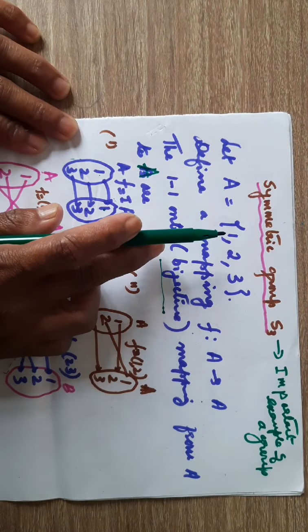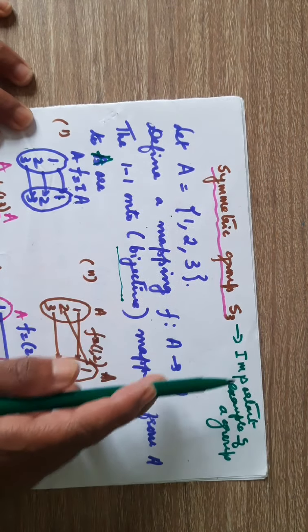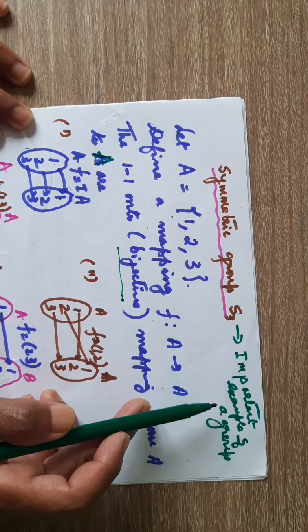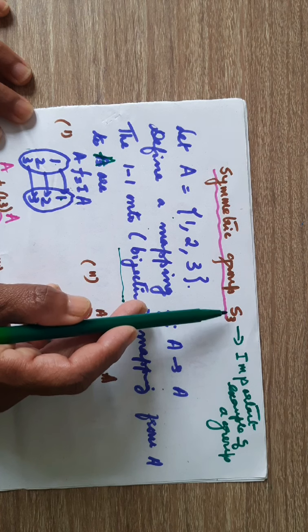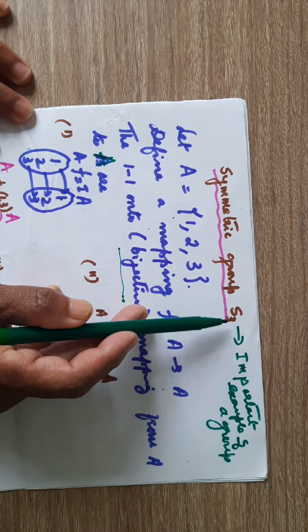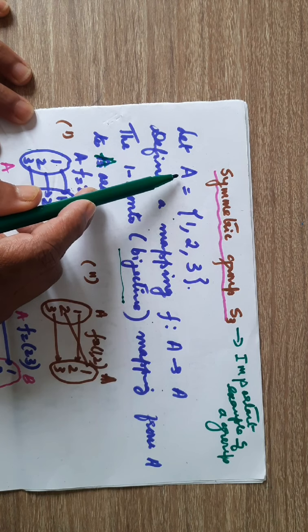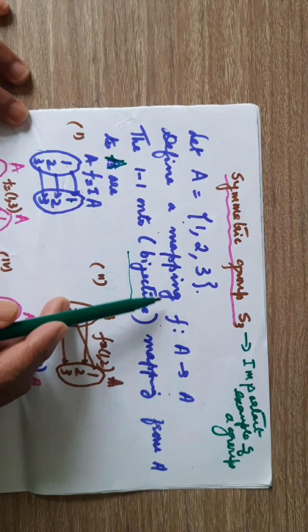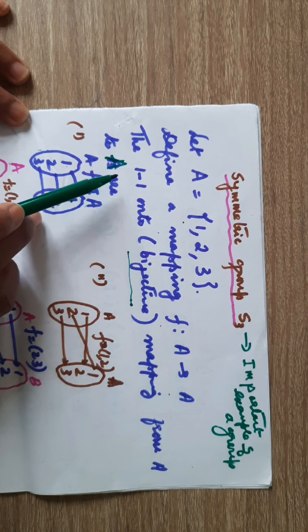Let me give you the construction of this symmetric group S3, which is an important example for groups, especially in the case of normal subgroups. So how to construct this group S3? The first step is to take a set A which contains three elements 1, 2 and 3. Now define a mapping F from A to A.